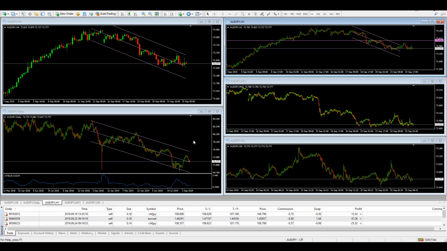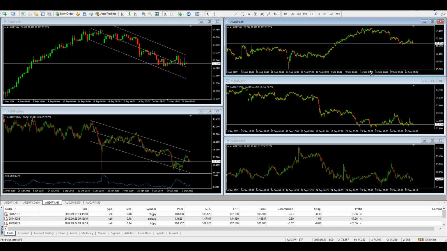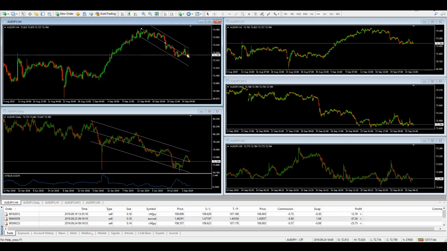So let's move on. AUDJPY. So let's just clean these up a bit. And sometimes, if you've got a lot of mess on the chart, clean it up, just delete it and start again, just so that you look at it with fresh eyes. That's why you'll see I don't use any indicators really.